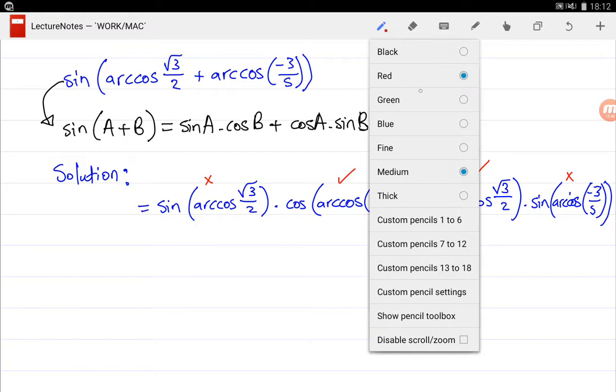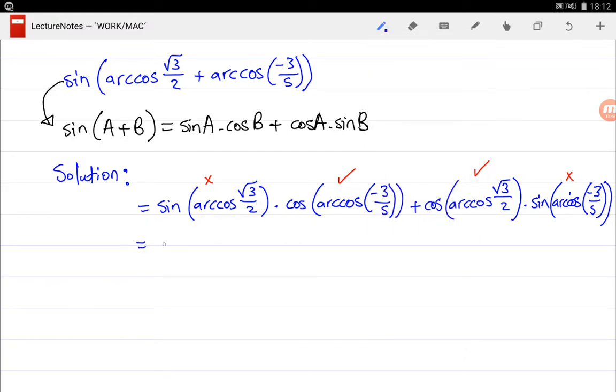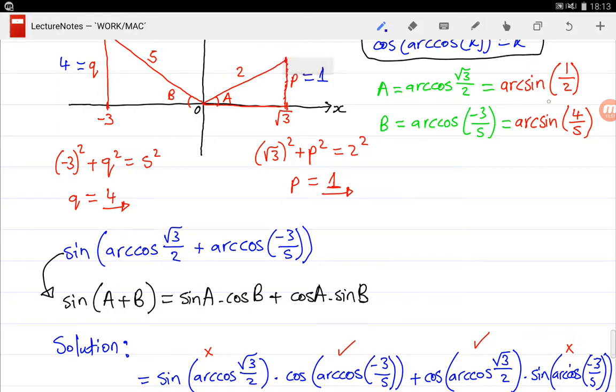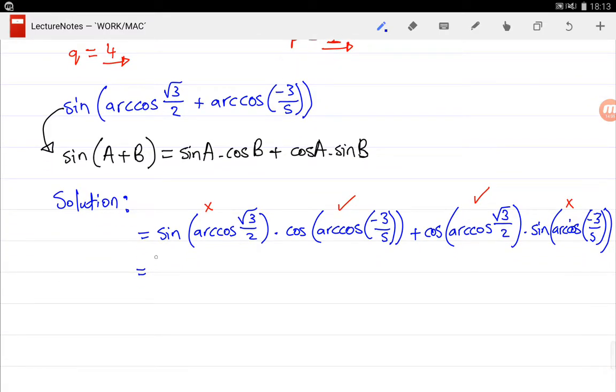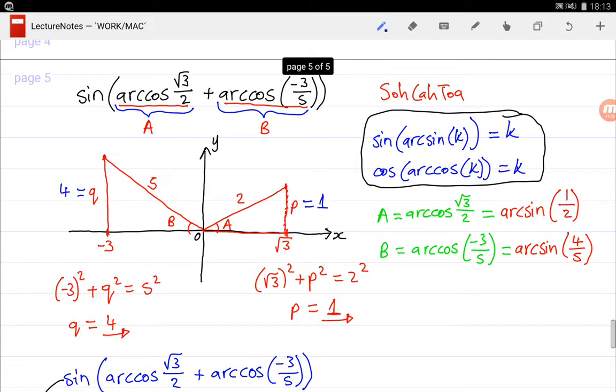I'm going to go back to blue. Sine of arc cos, arc cos root 3 over 2 is A. And we found another expression for A in terms of arc sine. So arc cos of root 3 over 2 can be expressed as arc sine of 1/2. So I'm just going to specify that one here. Sine, and then we change arc cos into arc sine of 1/2.